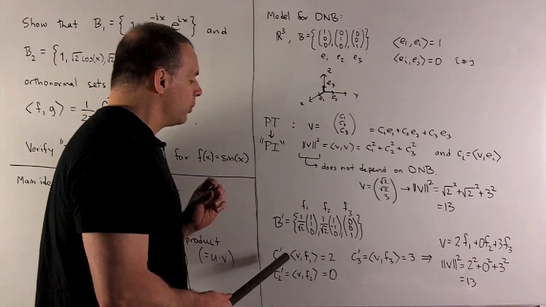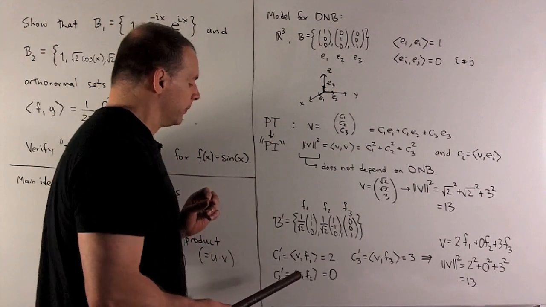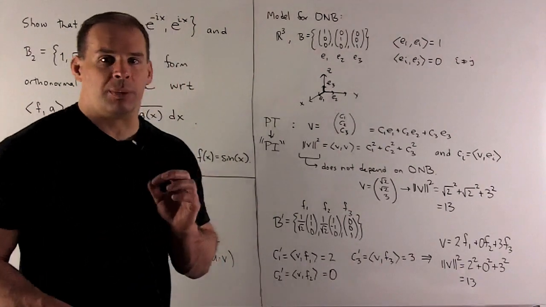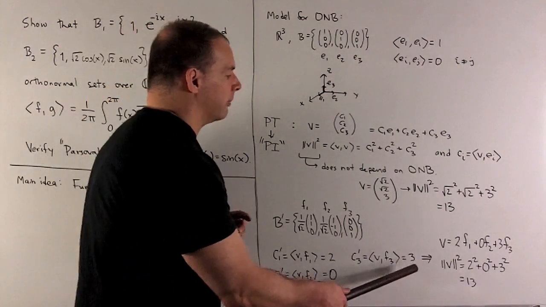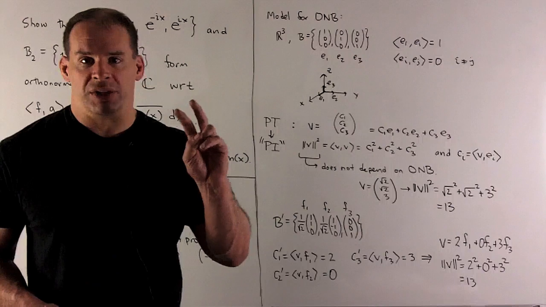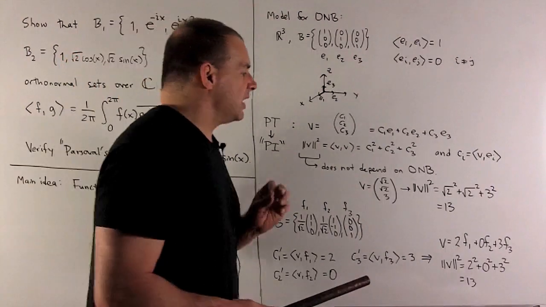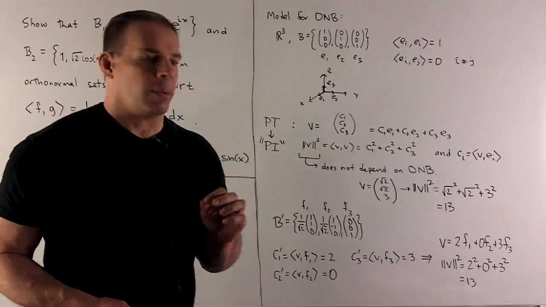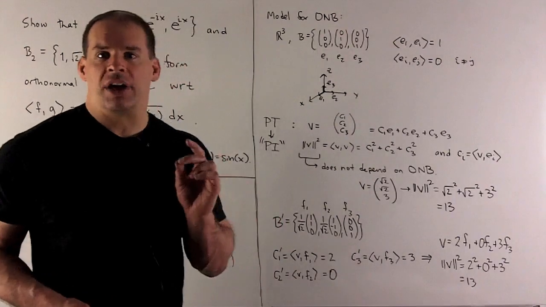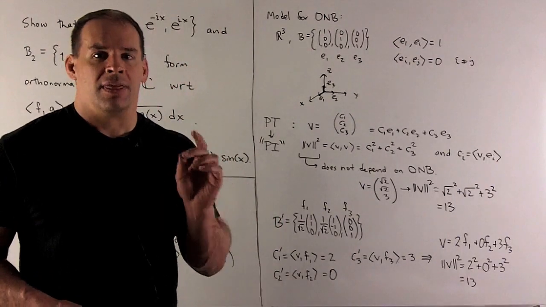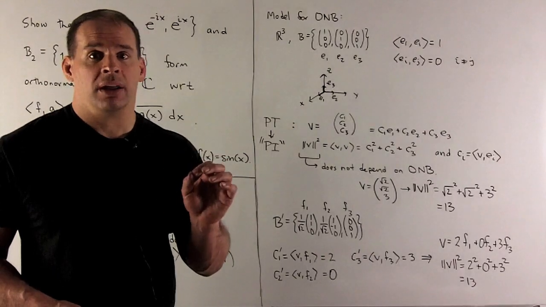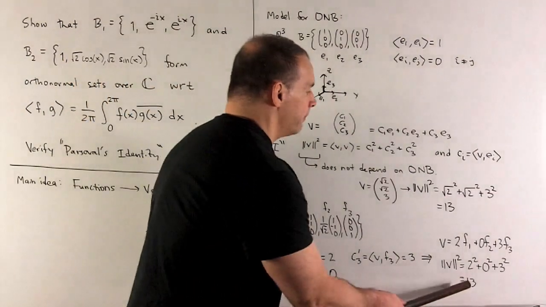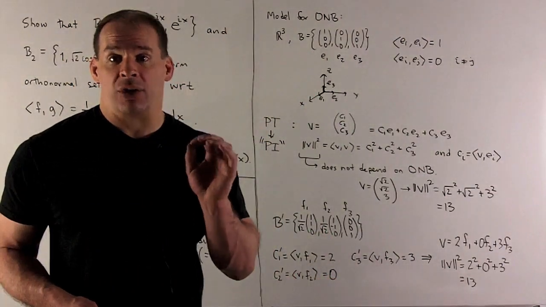Now, for c1 prime, we take v against F1, and we get a 2. For c2 prime, I take v against F2, I get a 0. And then for c3 prime, we take v against F3, and we get a 3. We can get two pieces of information from that. First, v is equal to 2F1 plus 0F2 plus 3F3. So the c's let us write v as a linear combination of our F's. Then we have the formula for length squared. That's going to be 2 squared plus 0 squared plus 3 squared, and that's going to give me 13, which matches what we got when we used the standard unit vectors.